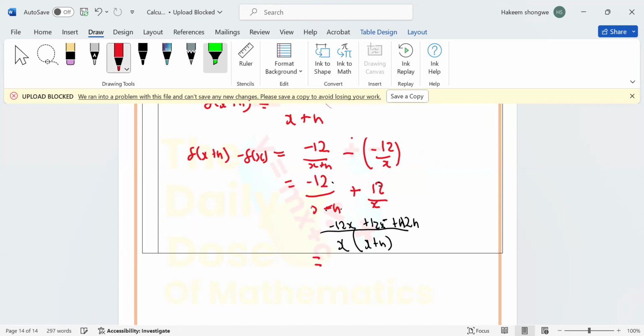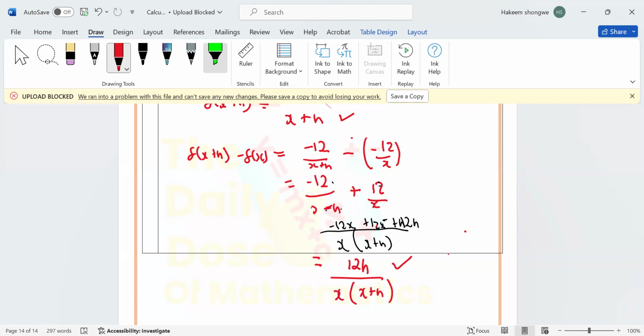Look at this here. Are there any like terms on the numerator? What are the like terms on the numerator? It is minus 12 and 1 and 12. So what are you going to be left with here? You're going to be left with 12h all over x, open bracket, x plus h. What is this? This is f of x plus h minus f of x. So remember, you're going to get a mark for getting f of x plus h, and a mark for getting f of x plus h minus f of x.